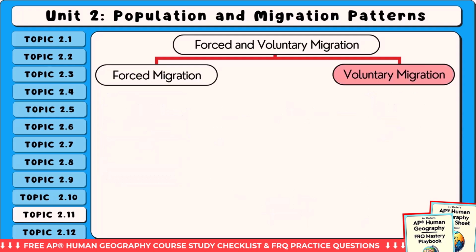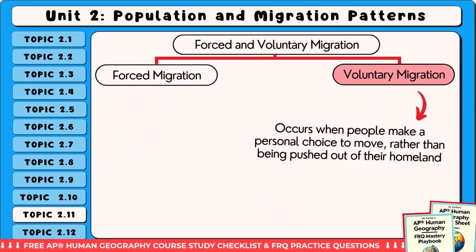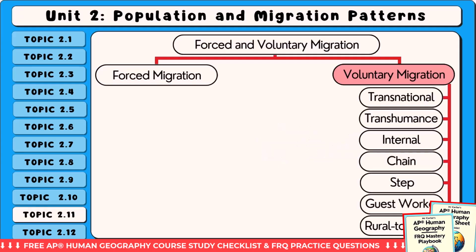Now let's look at voluntary migration. This occurs when people make a personal choice to move, rather than being pushed out of their homeland, which was the case with forced migration. There are 7 types of voluntary migration that geographers study: transnational, transhumance, internal, chain, steppe, guest worker, and rural to urban migration. Let's look at each one in turn.